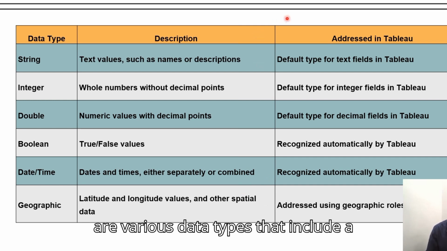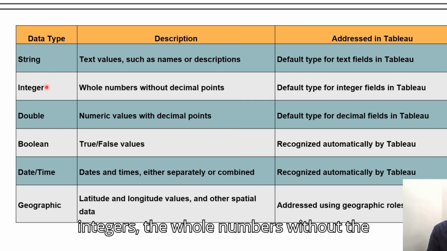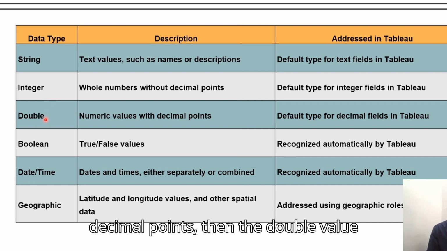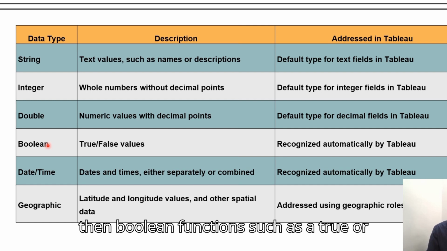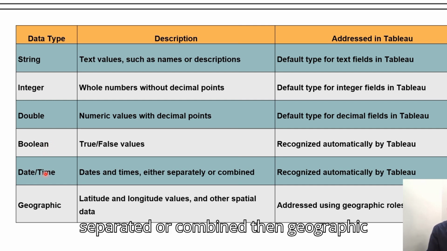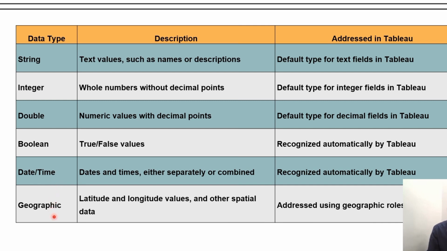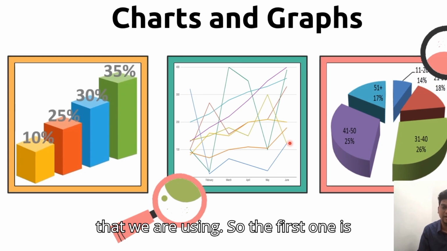So these are various data types that include a string, which is text values such as names or descriptions, then integers, the whole numbers without decimal points, then the double value, the numerical values with decimal points, then Boolean values such as true or false, then date and date time types, which may be separated or combined, then geographic data types. Let's discuss the various types of charts and graphs that we are using.